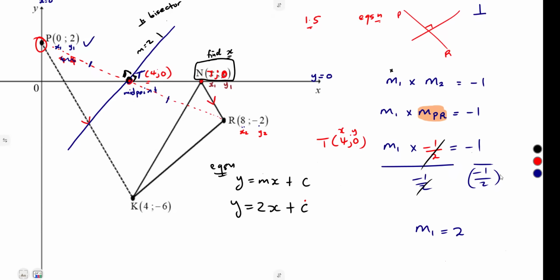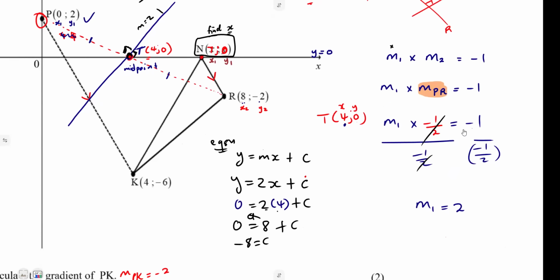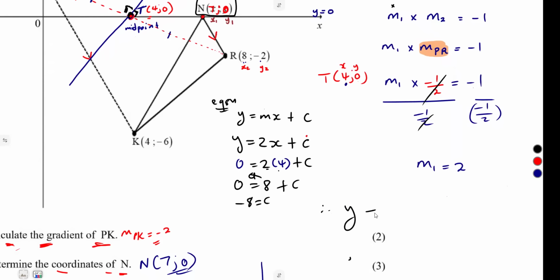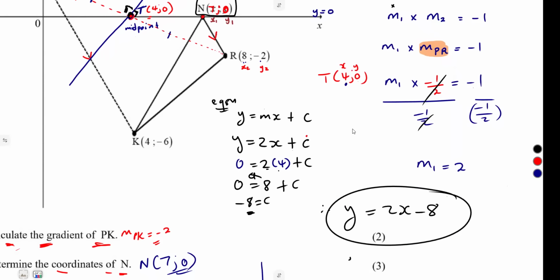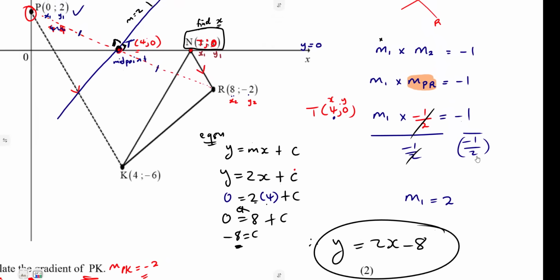So that's our point T, which is 4, 0, and can be used. Y is 0, so 0 is equal to 2 times x, and our x is 4. So you can find the value of c. 0 is equal to 2 times 4, that's 8, plus c. Take this to the other side, that's going to be -8 equal to c. So therefore, our equation is y is equal to 2x plus -8, which is simply 2x - 8. So that's the equation of the perpendicular bisector from the information that we have.